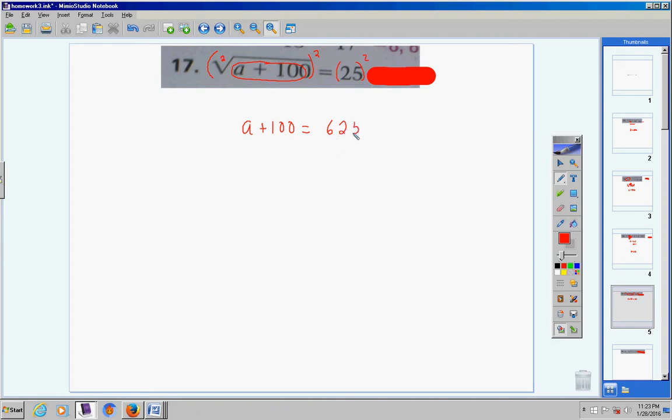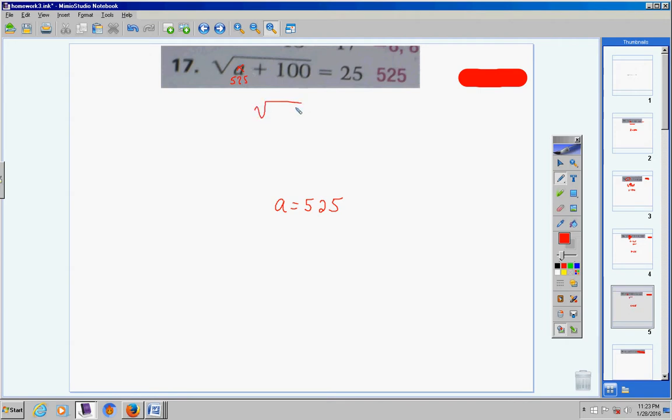Now step 3 is solve the equation. So bring 100 over and make it a negative 100, and you're left with 525 for your answer. Now, always check your answers because sometimes they're not accurate in a radical equation. So, where A is right here, I'm going to put 525, alright? Now, 525 plus 100 is 625. And when I take the square root of 625, yep, you guessed it, I get 25 equals 25.